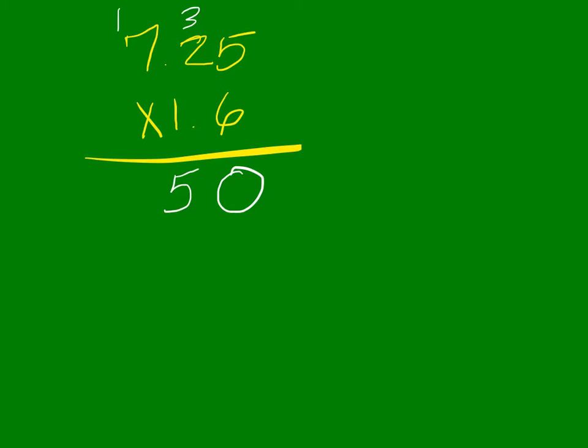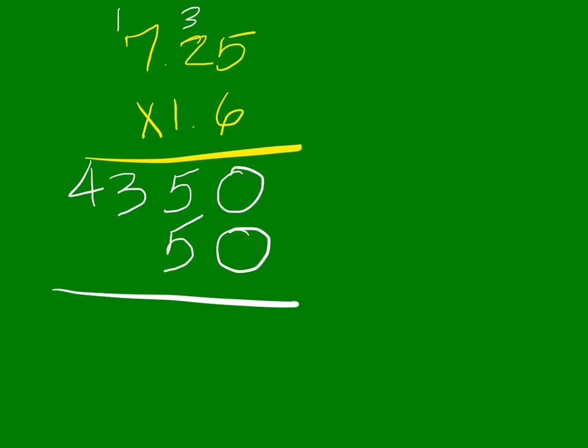So what do I do next? 6 times 7 is what? 42. And then what? Yeah, plus the 1 is 43. What do I do next? Put a 0 down, and then what? 1 times 5 is 5, then what? 1 times 2 is 2, and then what? 1 times 7 is 7.